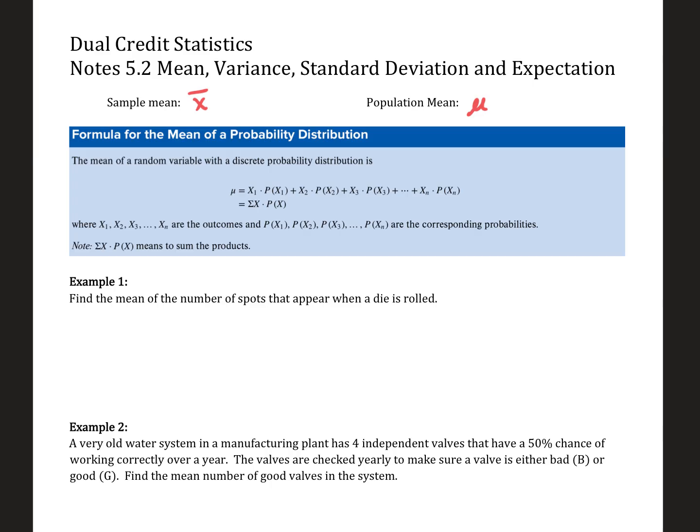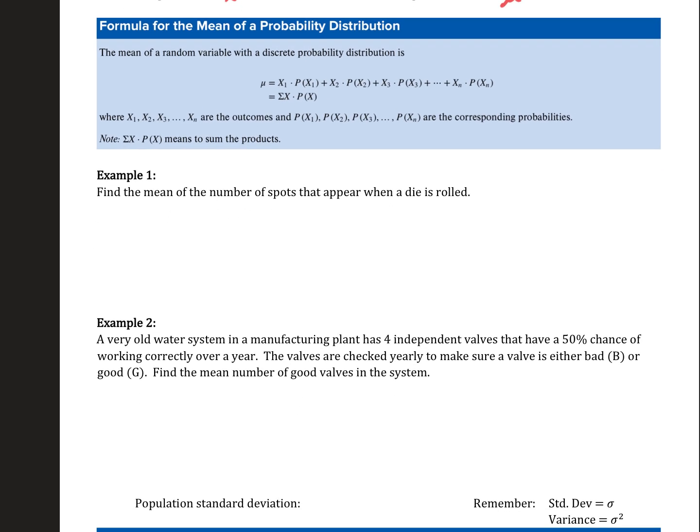Okay? So, whenever you see the sigma, uppercase sigma, that's the sum. So this is saying the sum of X times its probability. So that's the formula that you'll be given on your formula sheet.